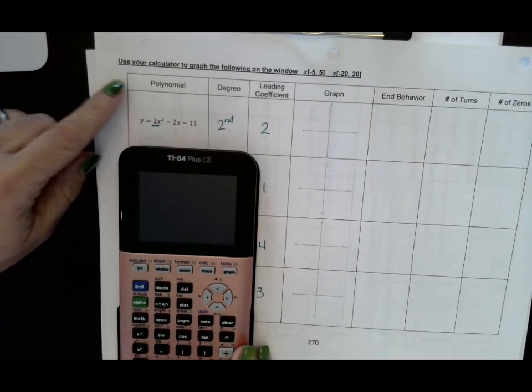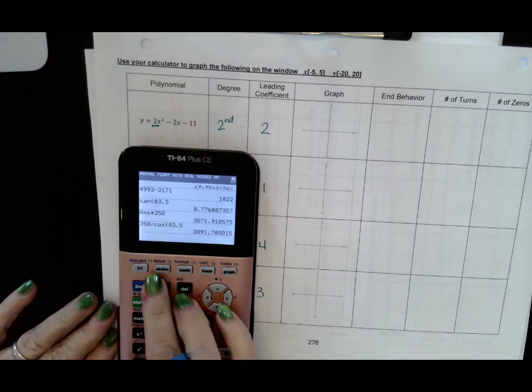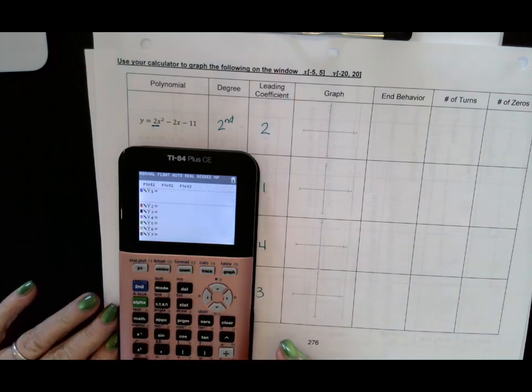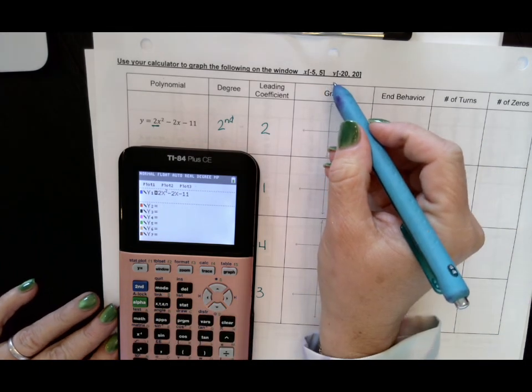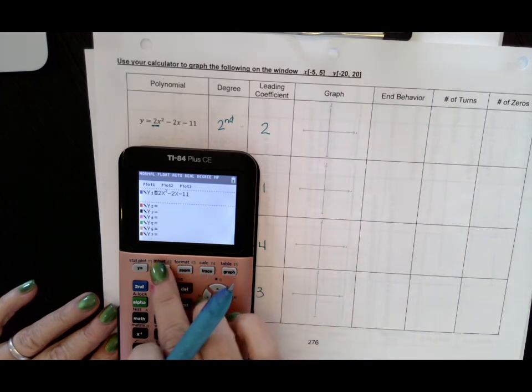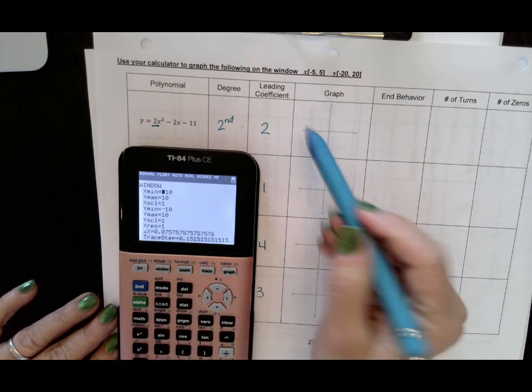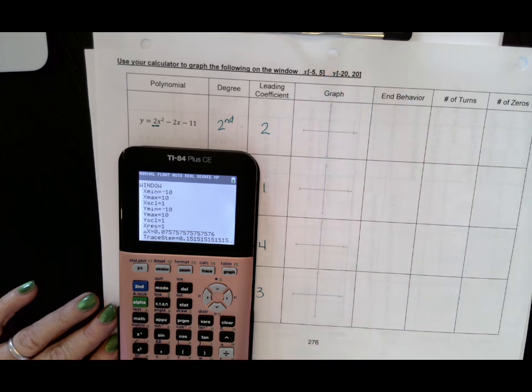So what it tells us up here is we're going to use our calculator to graph this. So we're going to go into y equals, and you're going to have 2x squared minus 2x minus 11. And it gives you a graphing window. So if I go in here, I'm going to go to window. And then this tells me my x bounds. So I want to go from -5 to 5.